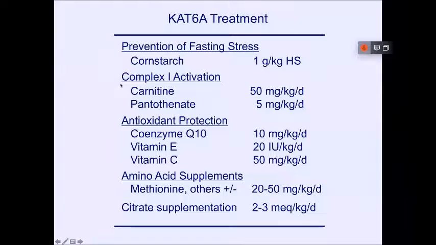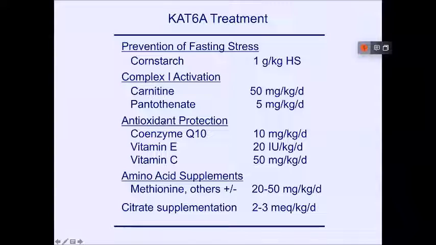Complex 1 is a part of the electron transport chain, which can be directly stimulated by giving carnitine and pantothenate. About 1/4 to 1/3 of complex 1 at any one time is not turned on inside the mitochondria. And by giving carnitine and pantothenate, a good deal of that residual activity can be turned on.